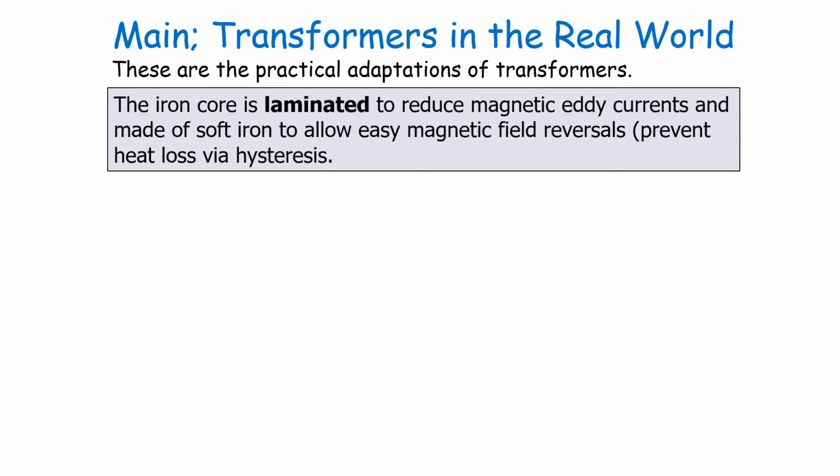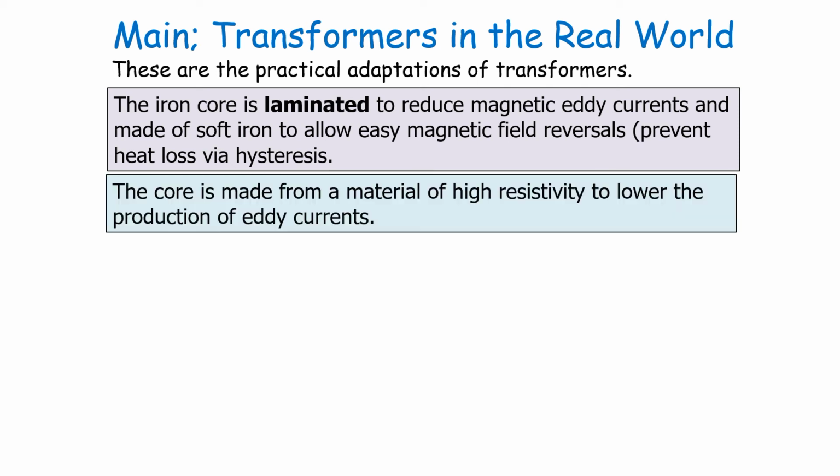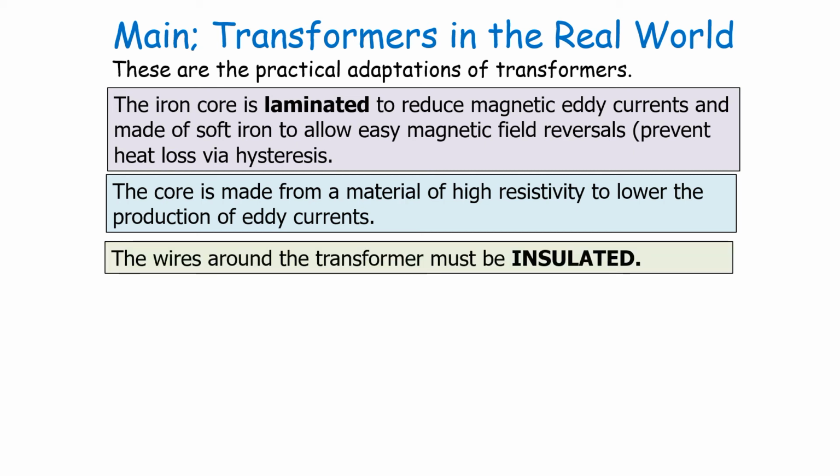Now, the iron core is laminated to reduce magnetic eddy currents and made of soft iron to allow easy magnetic field reversals, preventing heat loss via hysteresis. The core is made from a material of high resistivity to lower the production of eddy currents, and the wires around the transformer must be insulated.